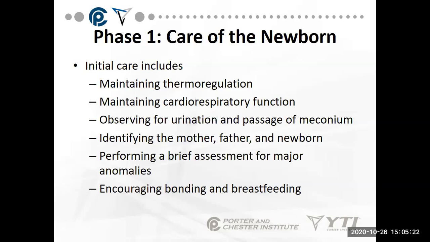We also look into maintaining the cardiorespiratory function.